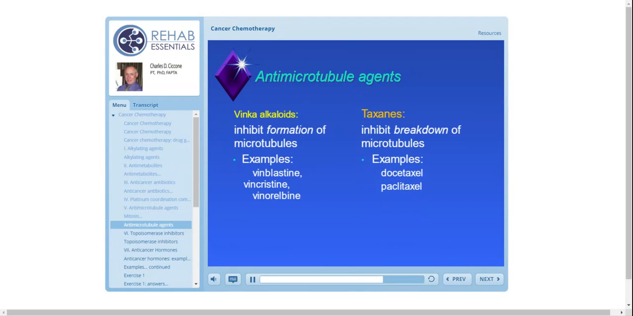So we see drugs like docetaxel, paclitaxel. Again, if you see tax in the middle of the name, you're talking about one of these drugs. Like the vinca drugs, very, very powerful anti-cancer drugs.